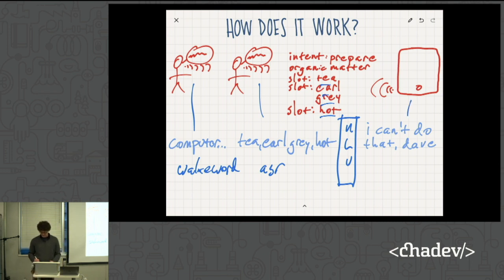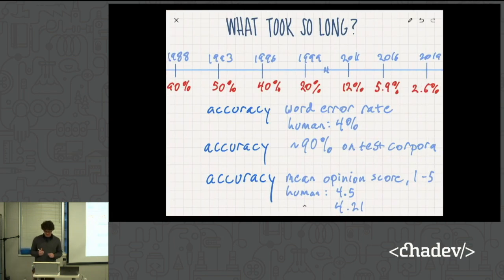If it's a bad computer, it says, I can't do that, Dave. Just to mix up my sci-fi series. So you're now probably wondering, okay, this is great. I want to put on my Captain Picard voice and talk to my computer. Why haven't I been able to do that my entire life? So this graph starts to answer the question.